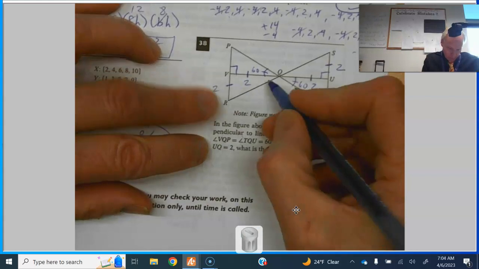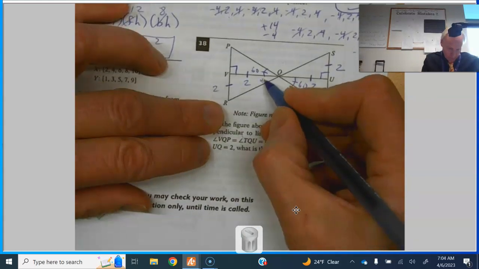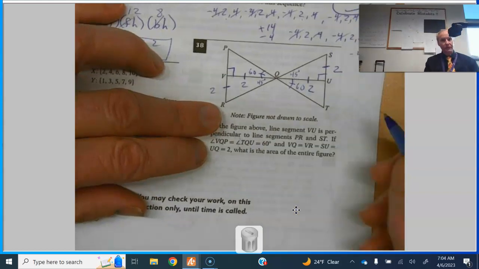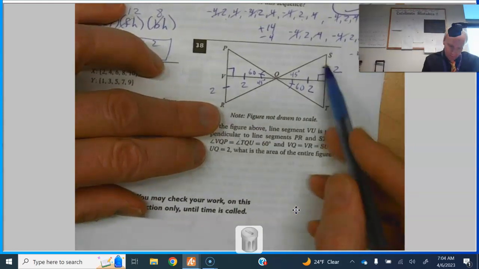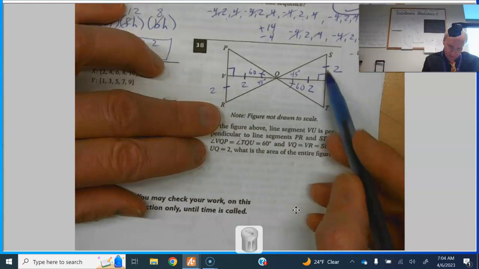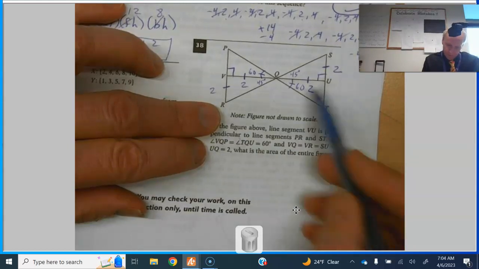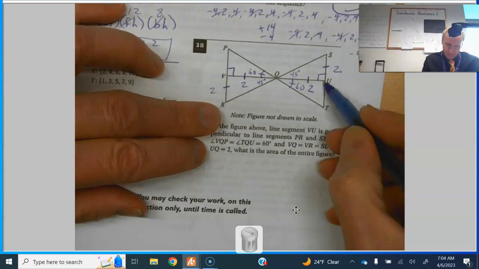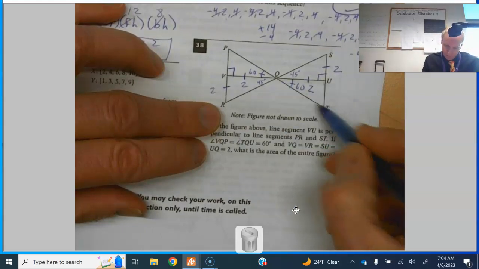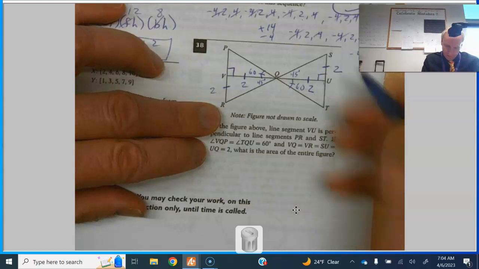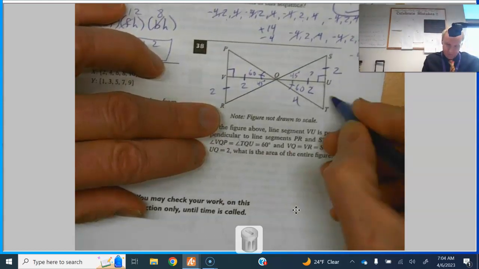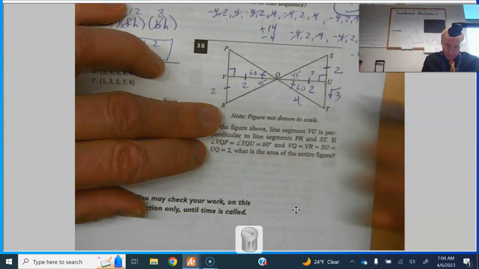This is 45, of course. And so is this one, 45. Now, they want the area of the whole thing. This is an isosceles. This one is not isosceles. This one is a 30, 60, 90 right here. This one's 30, 60, 90. Thing is, this is 2, which makes this side 4, which makes this side root 3.